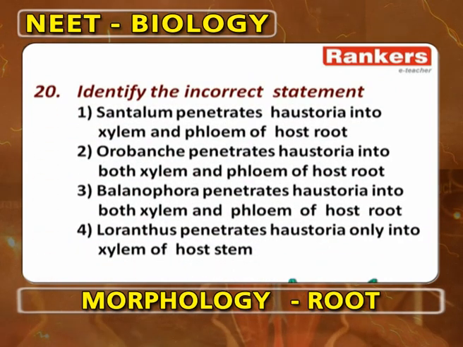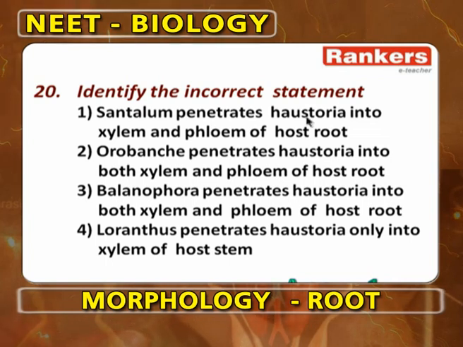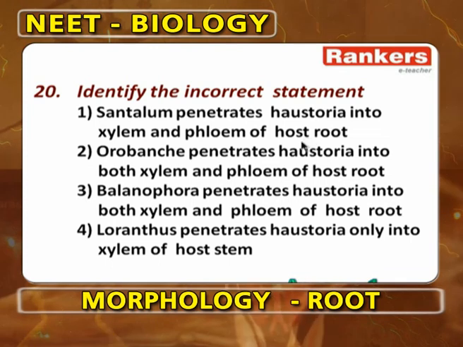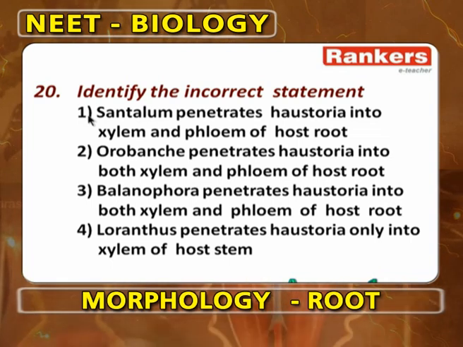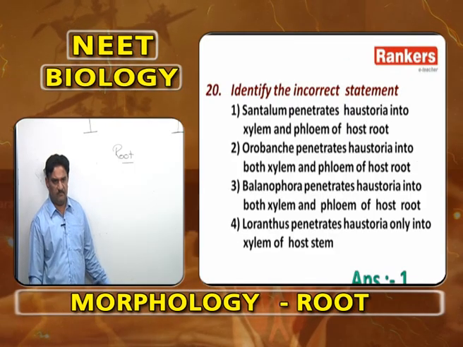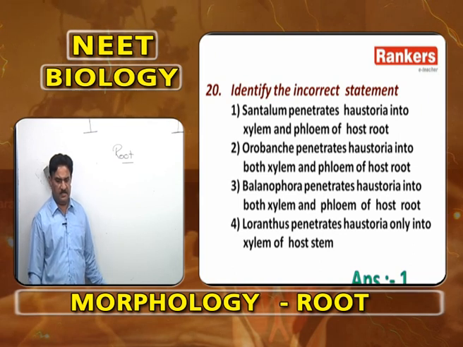Next, identify the correct statement in the following. Santalum penetrates Haustoria into xylem and phloem. Incorrect. Santalum is a partial root parasite. It cannot penetrate its Haustoria into both xylem and phloem, because partial parasites can synthesize their own food. They depend on the host only for water and minerals. So, their Haustoria is penetrated only into the xylem, not into the phloem. So, this is the correct option.